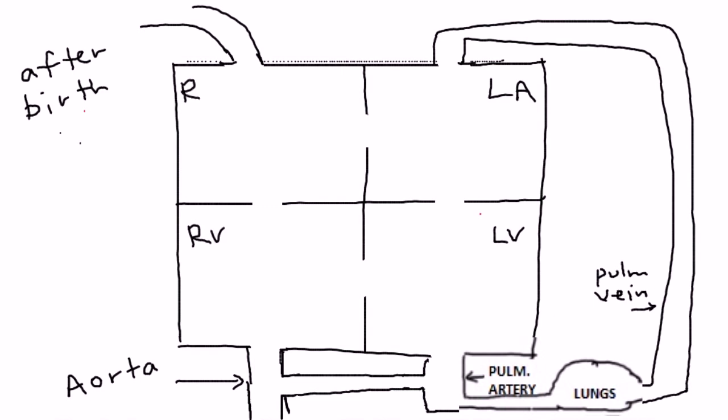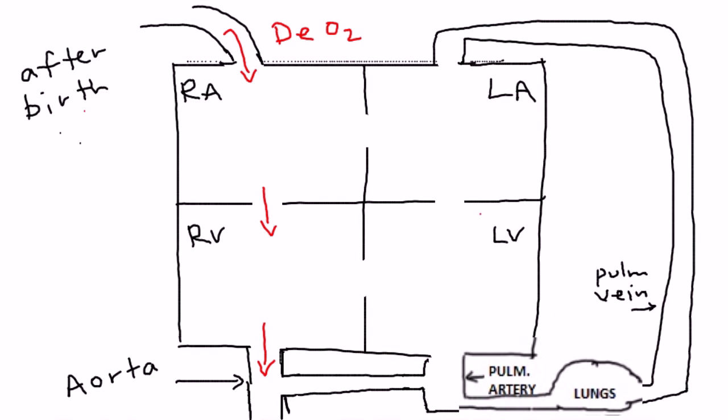So what's happening now? Well, blood's coming back to the right atrium. It's deoxygenated. And then it goes through to the right ventricle and then goes to the aorta, and the aorta pumps it out. But the aorta is pumping out deoxygenated blood, and that's incompatible with life. Of course, you need to pump out oxygenated blood.